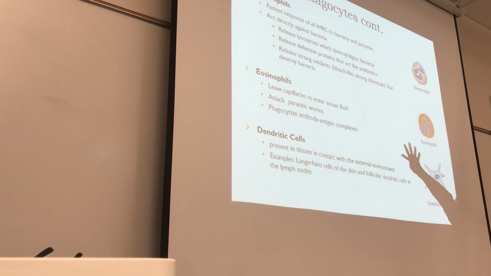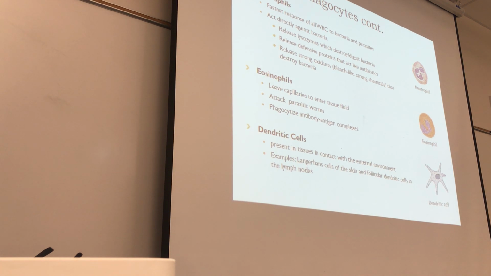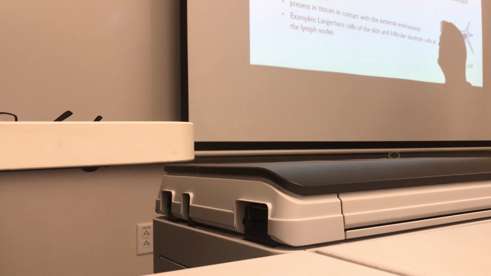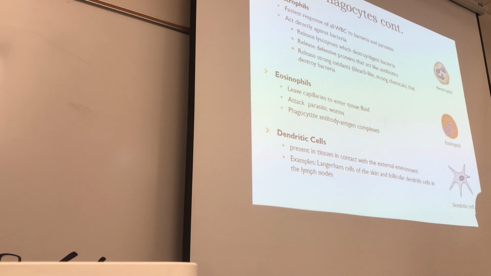They also have oxidants, bleach-like chemicals that can destroy cells. Eosinophils are key against parasitic worms, larvae, small. They also can phagocytize our antibody-antigen complex. Remember, antibodies bind cells together like we saw in our agglutination lab. And once we bind our pathogen, the eosinophils can come in there and eat the whole darn thing.